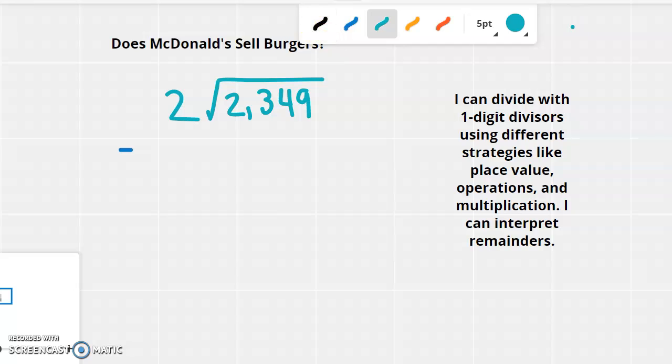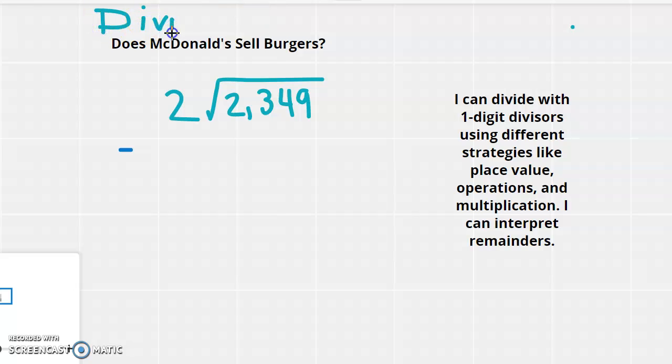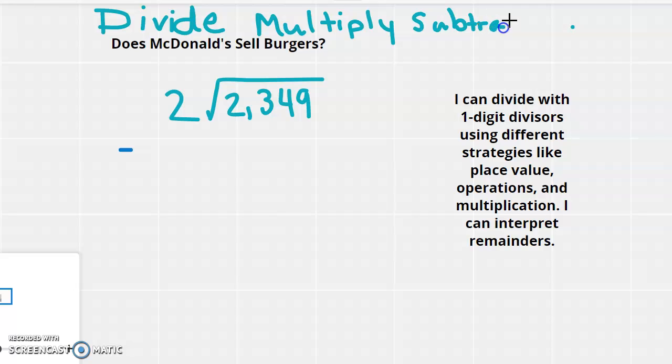So, bring your attention, please, to the board where I have a question at the top. And that question is, does McDonald's sell burgers? As you think about this question, think about these words. The D in does stands for divide. The M in McDonald's stands for multiply. The S in sell stands for subtract. And that B in burger stands for bring down.